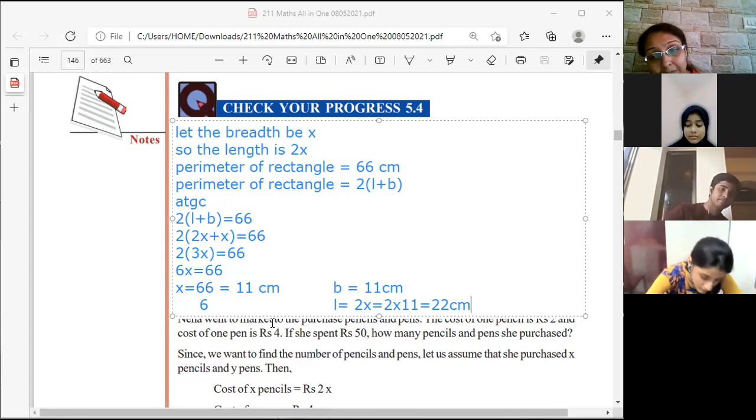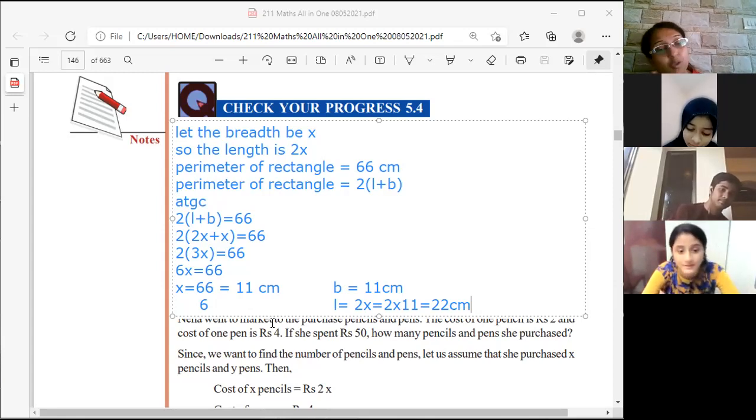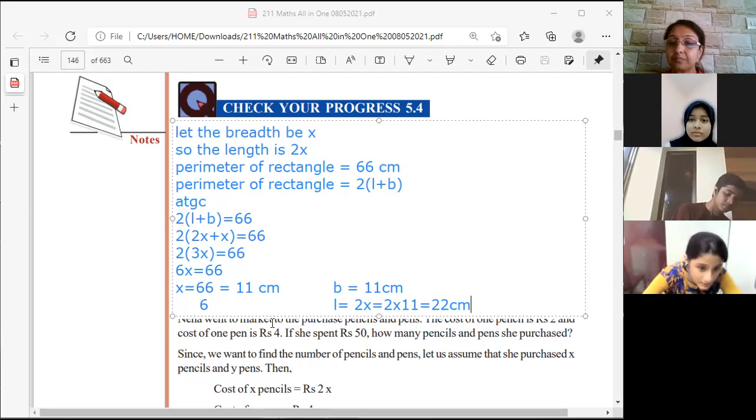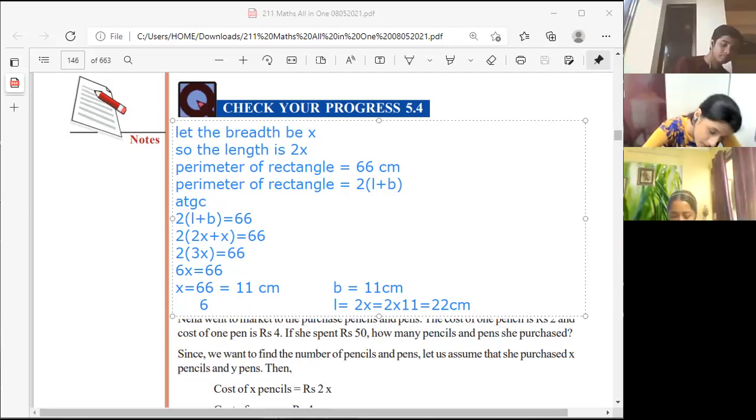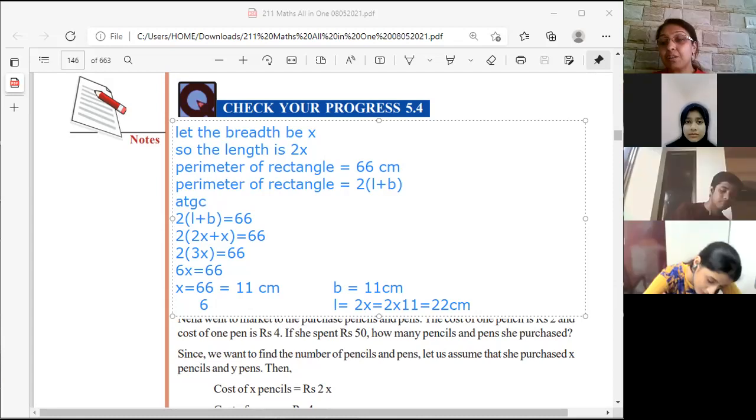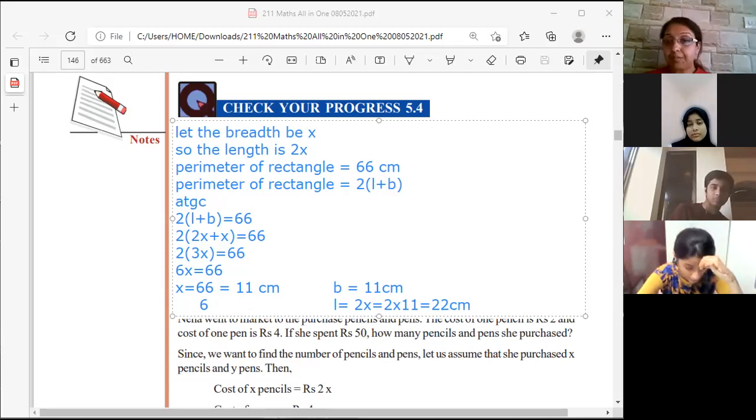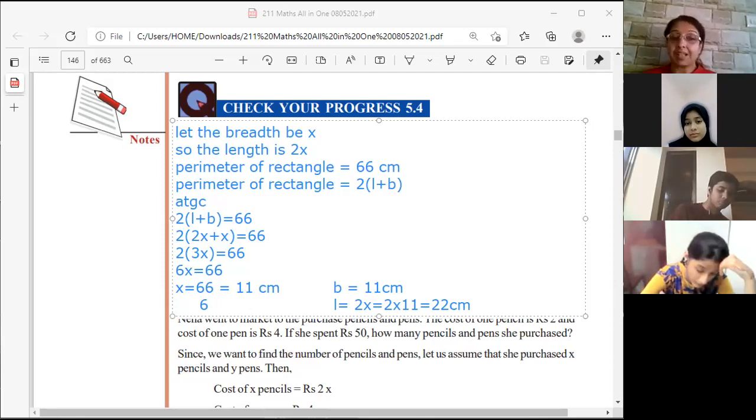Yes, Barira? Don't rub it. No, I'm not rubbing. I'll ask and rub. I was saying that you have to be very, very careful when you're writing the steps. Be very explanatory. Let the person who is correcting your paper know that you have understood the topic. That is the key to success.